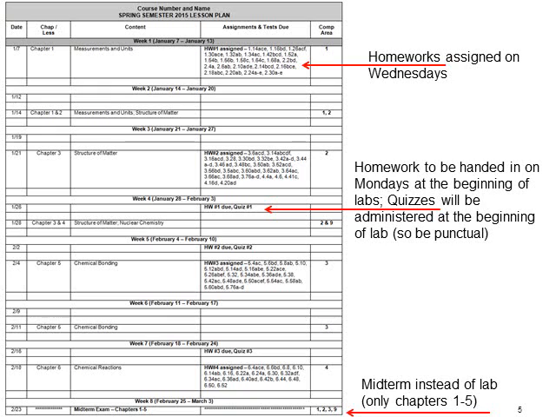As noted before, the quizzes will be administered at the beginning of each lab class, so make sure you are punctual. If you are late, you will not be given additional time. You also see that the midterm is scheduled for February 23rd, as mentioned previously. The midterm will be based on chapters 1 through 5.